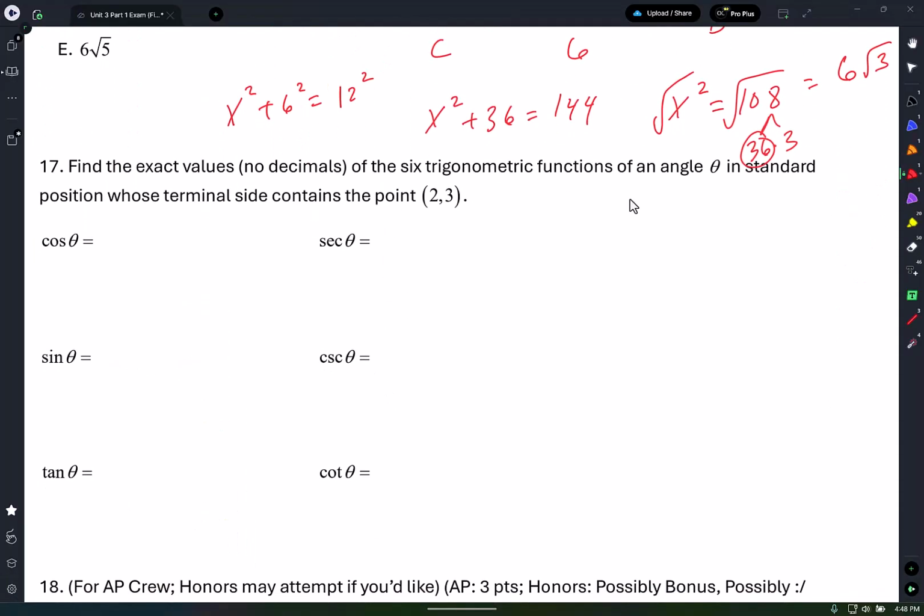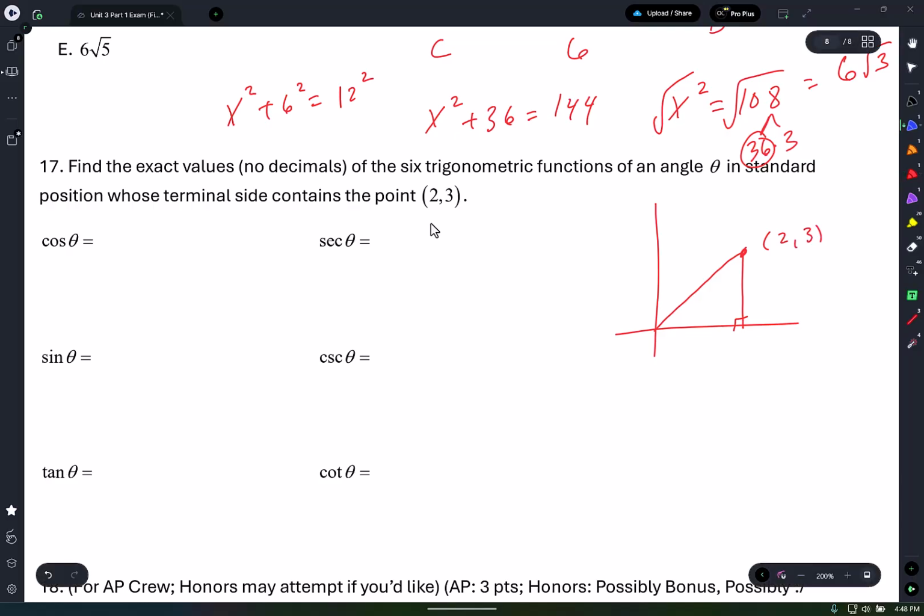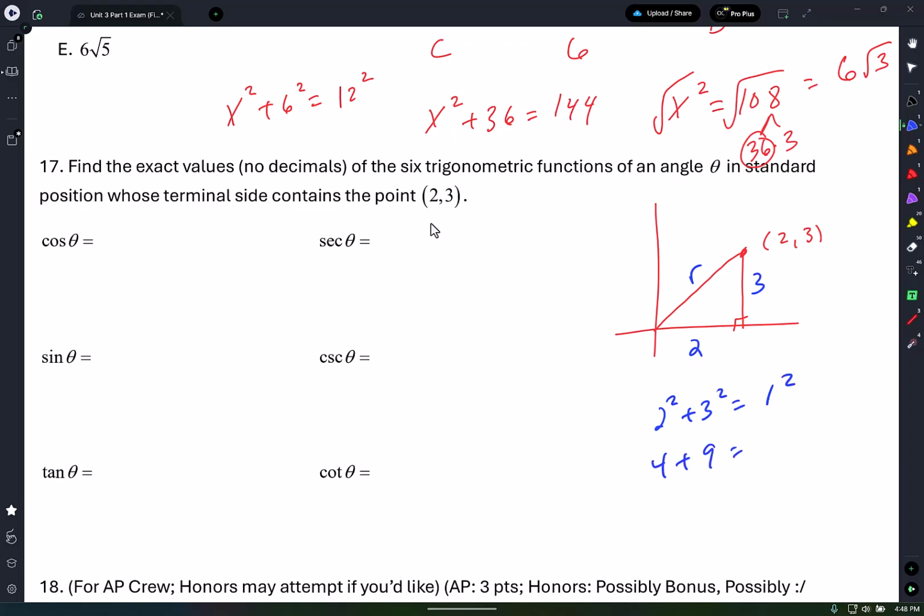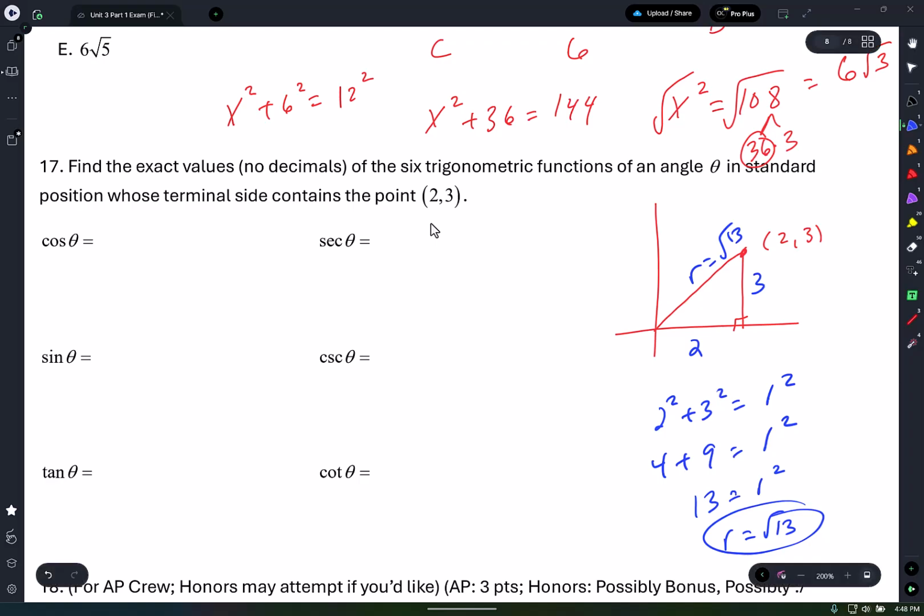Find the exact values of the six trigonometric functions of an angle theta in standard position whose terminal side contains the point 2,3. So that is in quadrant 1, not to scale. So that means this is 2 and this is 3. So if I want to figure out what r is, 2 squared plus 3 squared equals r squared. 4 plus 9 is 13, so 13 equals r squared. Square root, r equals square root of 13. We're still okay? All right, here we go.